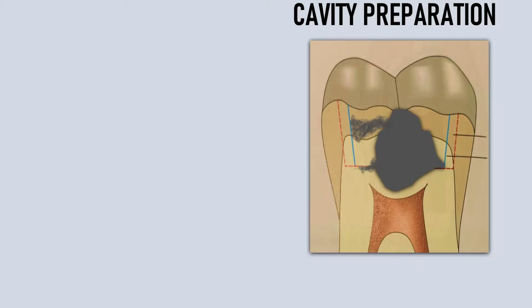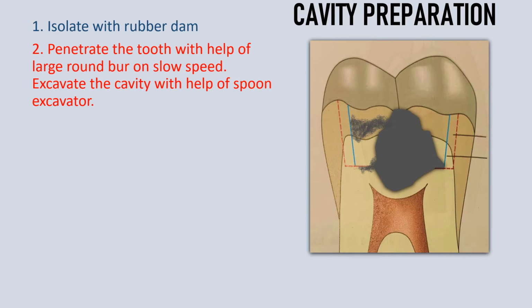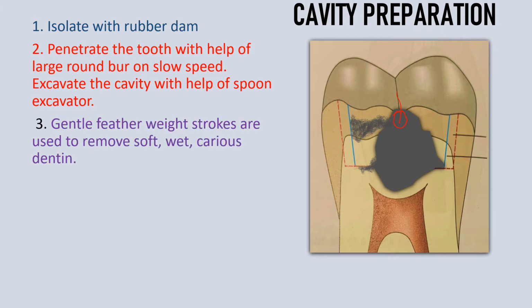Our next step is cavity preparation. How do we go about it? The first thing we do is isolate the tooth with the help of a rubber dam. Then, using a large round burr on slow speed, as you can see in the diagram, we penetrate the cavity, and after penetration we excavate the cavity with the help of a spoon excavator.